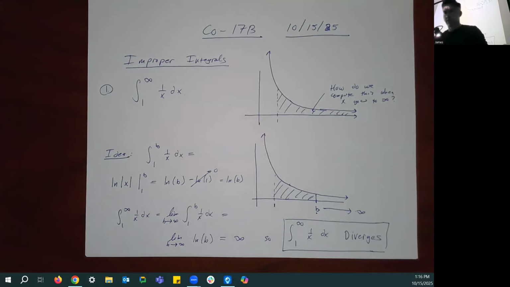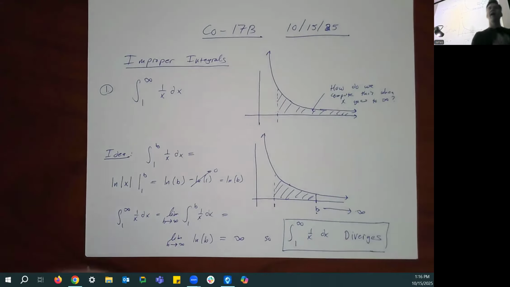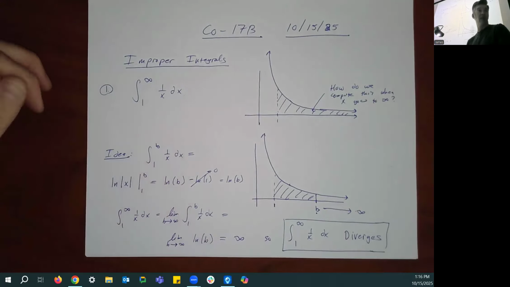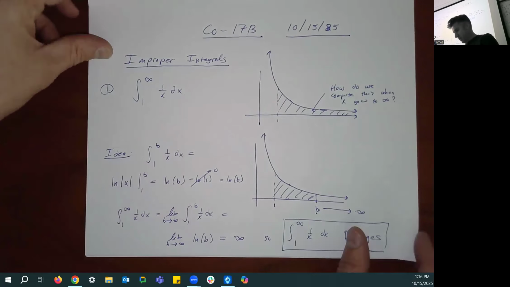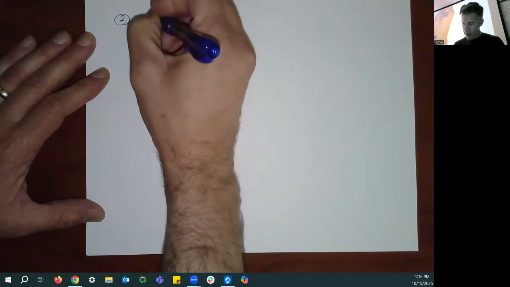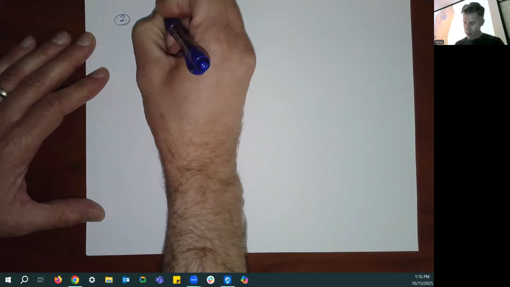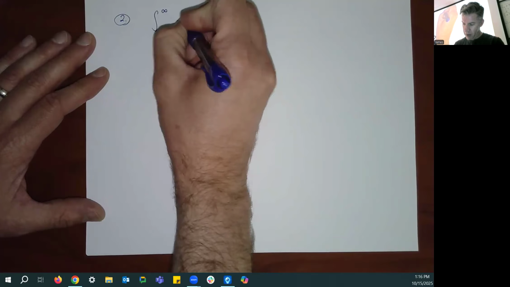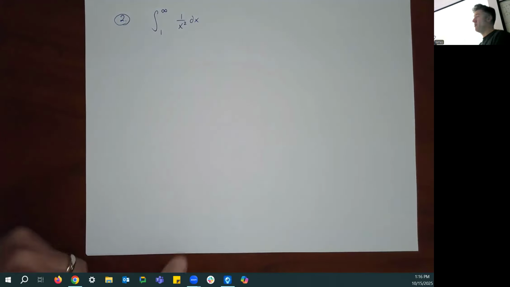All right, let's look at the next. We'll look at the other kind of classic example, which is the same sort of thing, except now our function is going to be 1 over x squared, which you might have already seen. Again, worth seeing again. So now we're going to look at the integral from 1 to infinity of 1 over x squared. And I'm going to draw the picture as well.